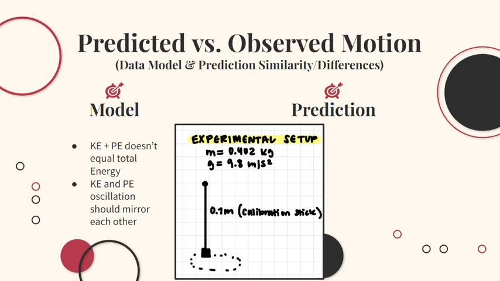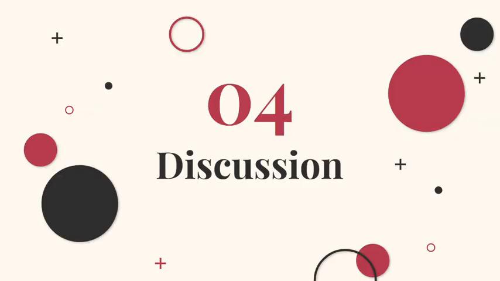Predicted versus observed motion. In the model, the kinetic and potential energy doesn't equal the total energy, and the kinetic and potential oscillation should mirror each other. We're going to see that in a little bit. And predicted, we do see this is what it's going to look like, and we see those based on the formulas.